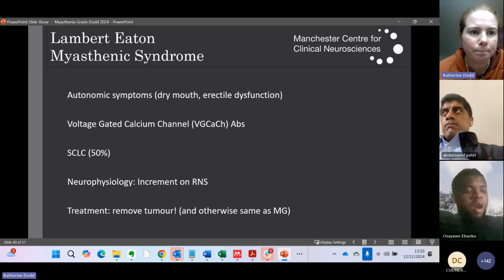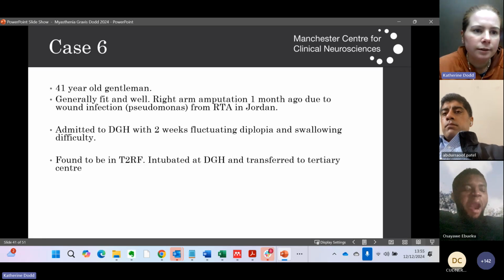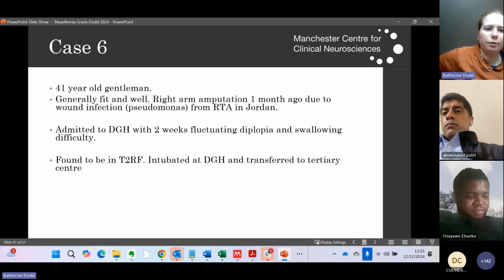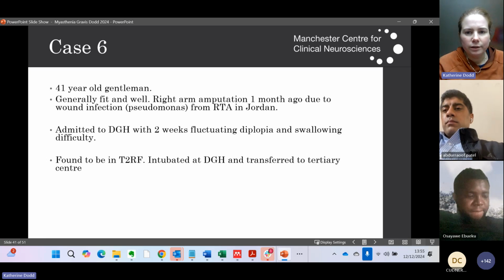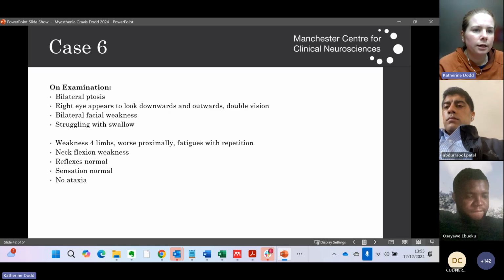Case 6 is a 41-year-old gentleman, generally fit and well. He previously had a right arm amputation a month ago because of a wound infection when he was in a road traffic accident in Jordan. Again, weirdly specific because this was a real case. He went to a DGH with 2 weeks of fluctuating diplopia and swallowing difficulty. He was found to be in type 2 respiratory failure, so he was intubated and then transferred to us.